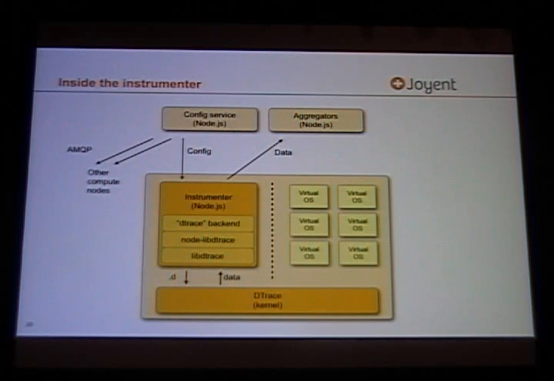The DTrace backend uses a node module called node-libdtrace, which is a very thin wrapper around the operating system library libdtrace, which interfaces with the kernel to actually gather that data. We're going to talk about each of those in a little bit more detail.